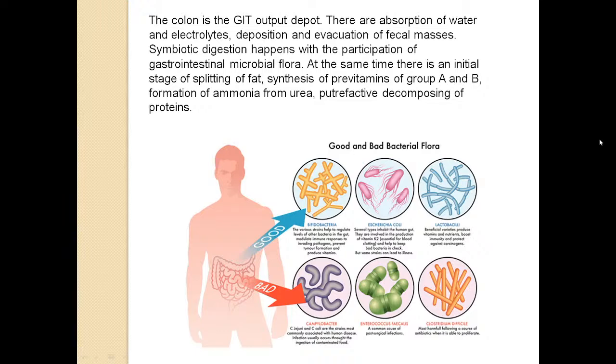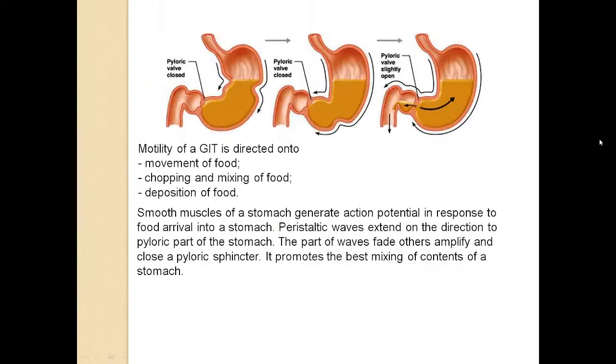Symbiotic digestion happens with the participation of gastrointestinal microbial flora. At the same time, there is an initial stage of splitting of fat, synthesis of provitamins, groups A and B, formation of ammonia from urea, and putrefactive decomposition of proteins. Next question, motility of the stomach, evacuation of gastric contents into the intestines.